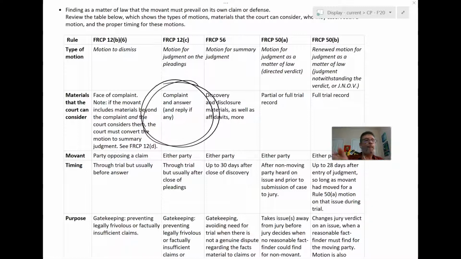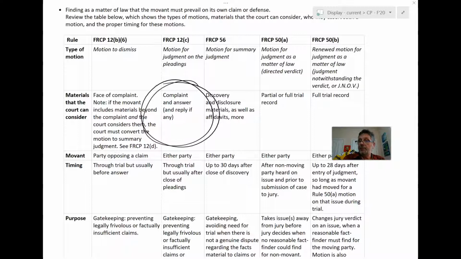So say, for example, plaintiff files a lawsuit for battery. The defendant answers in their complaint that, yes, I admit that I hit the plaintiff, but this happened 20 years ago. And then the court orders the plaintiff to reply. The plaintiff serves a reply. The plaintiff in the reply admits that, yes, the battery happened 20 years ago. And now the pleadings are closed.